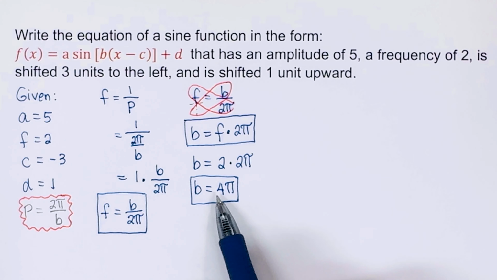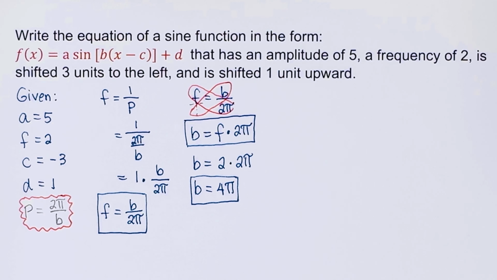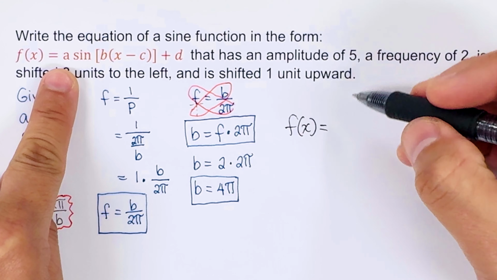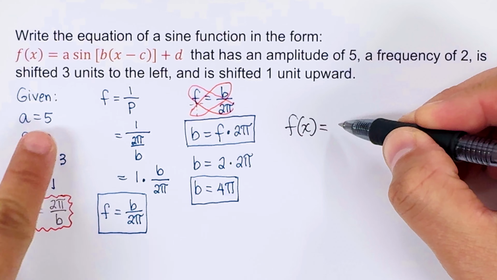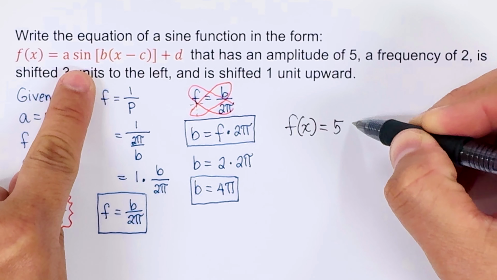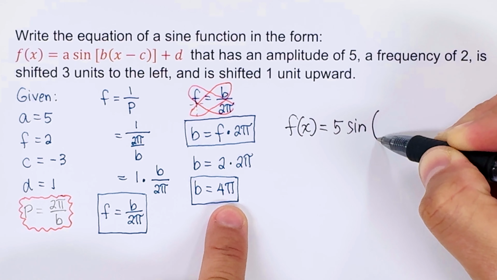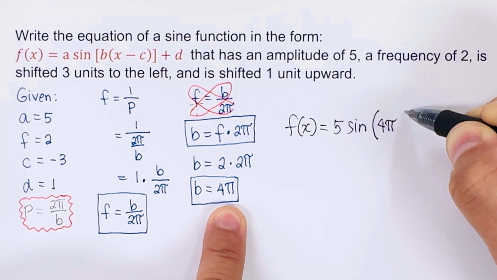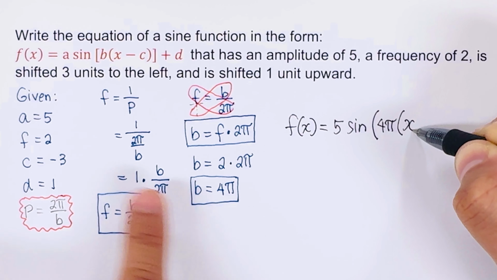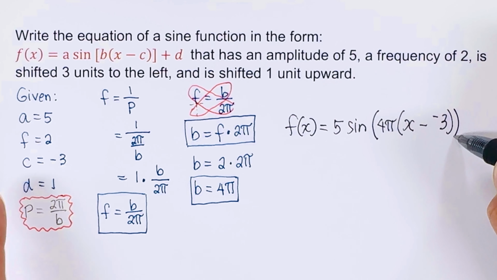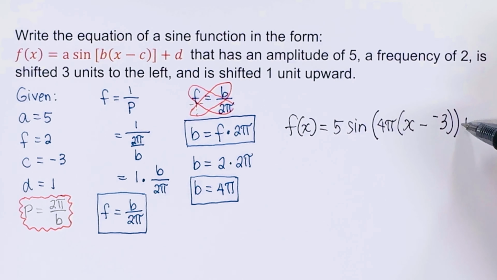So we already have a B value of 4 pi. From here, we can write the equation because we already have all the parameters needed. So we're going to write f of x equals A, which is 5. And then this is a sine function. And then we have a B of 4 pi. And then we have x minus the C, which is -3. And then we have a D of 1.